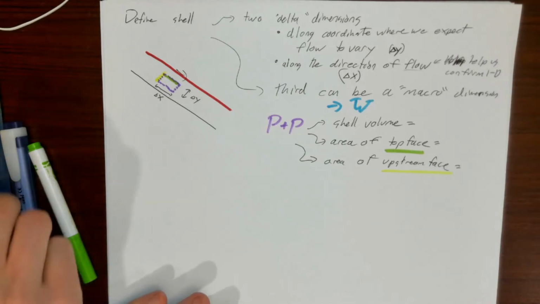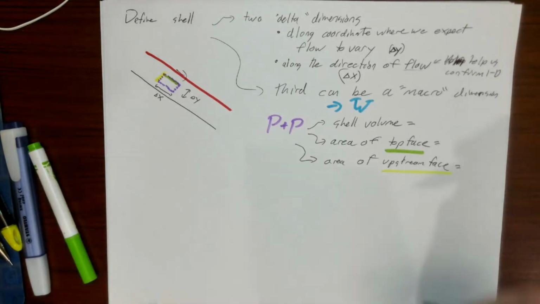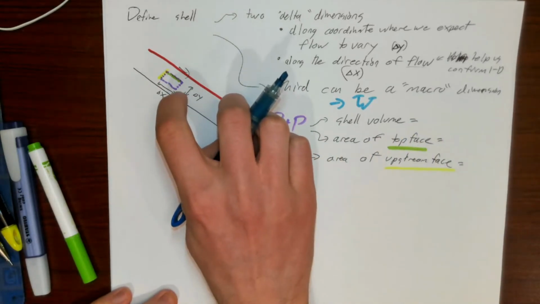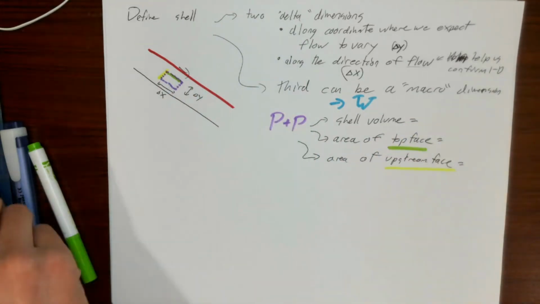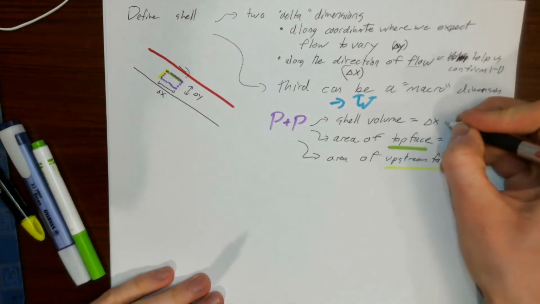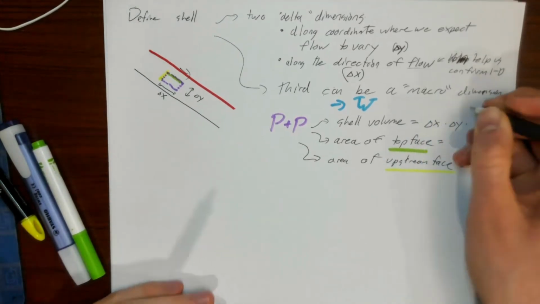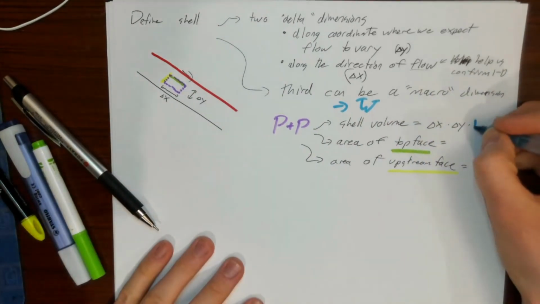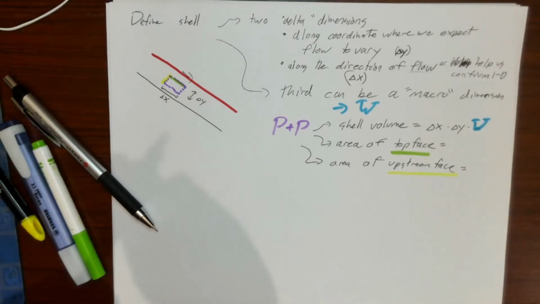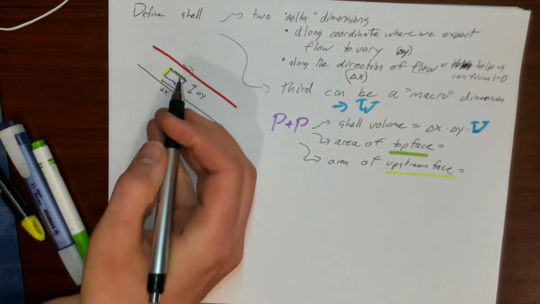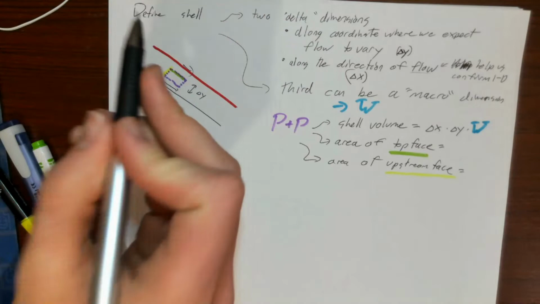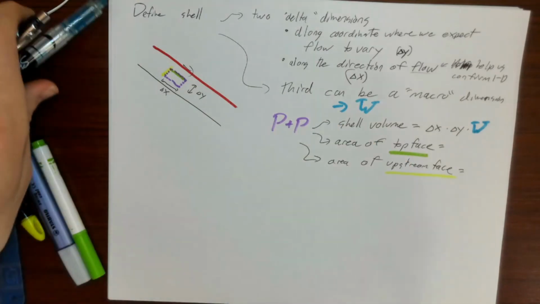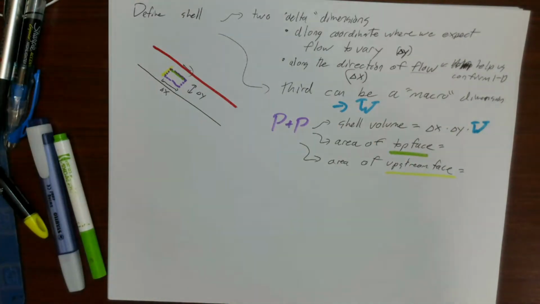Hopefully you've had a chance to work it out. In this case, the shell volume would just be the length times the width times the height, so it would be delta x times delta y times w. The area of the top face would be delta x times w. It would be the top, like if it were a box like this, it would be the top.